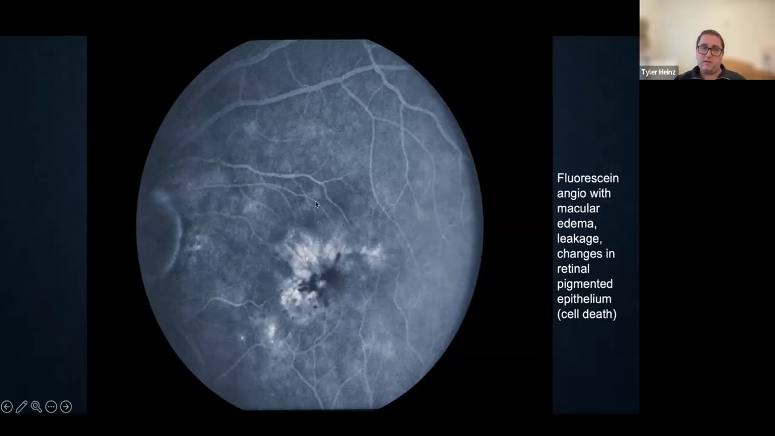Our macula is kind of here in the center, and we have a lot of macular edema, a lot of leakage, changes in the retinal pigmented epithelium, which is our darker areas here. And when you have changes in the RPE, the retinal pigmented epithelium, that means you have cell death. So we have a lot of swelling, leakage, and cell death in the macula, which means that, of course, we're going to have central vision changes and loss of the vision.